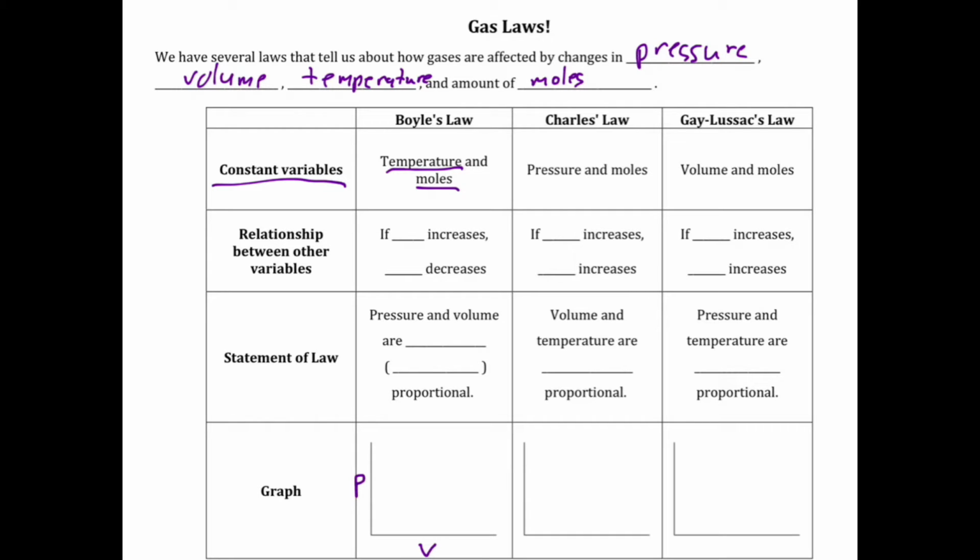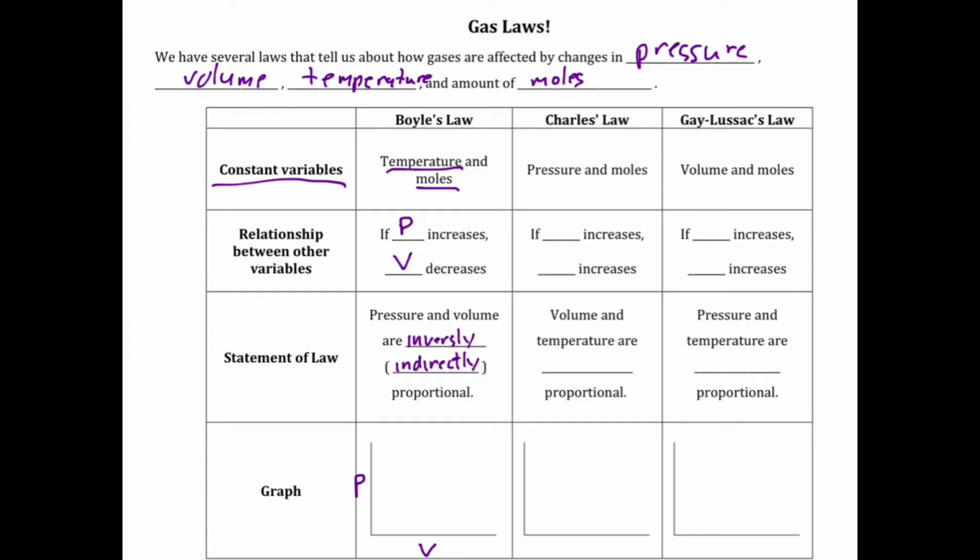And if you think about it, if you have a container and you make the volume smaller, like you squeeze the container to make the volume smaller, what happens to the pressure on the inside? It increases. And so if pressure is increasing, it's because volume is decreasing. And the opposite is true as well. If you make the volume large, that means the pressure is small. And so we say that pressure and volume are inversely proportional. And another way of saying it is indirectly proportional. That means as one goes up, the other goes down.